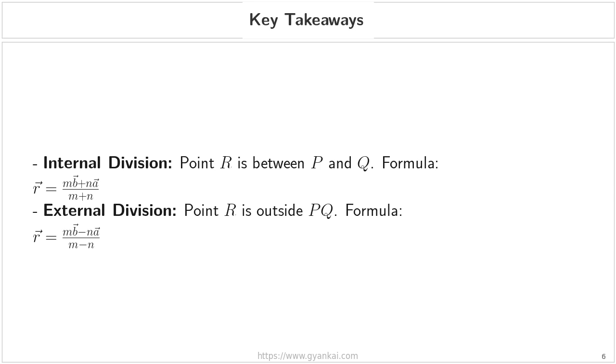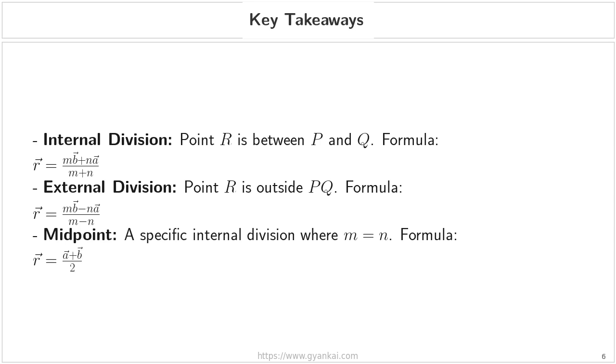Next, we have external division. As we discussed earlier, this is when point R lies on the line passing through P and Q, but it's located outside the actual segment PQ. The formula here is very similar, but notice the crucial change in the sign. R equals m times vector b minus n times vector a, all divided by the quantity m minus n.